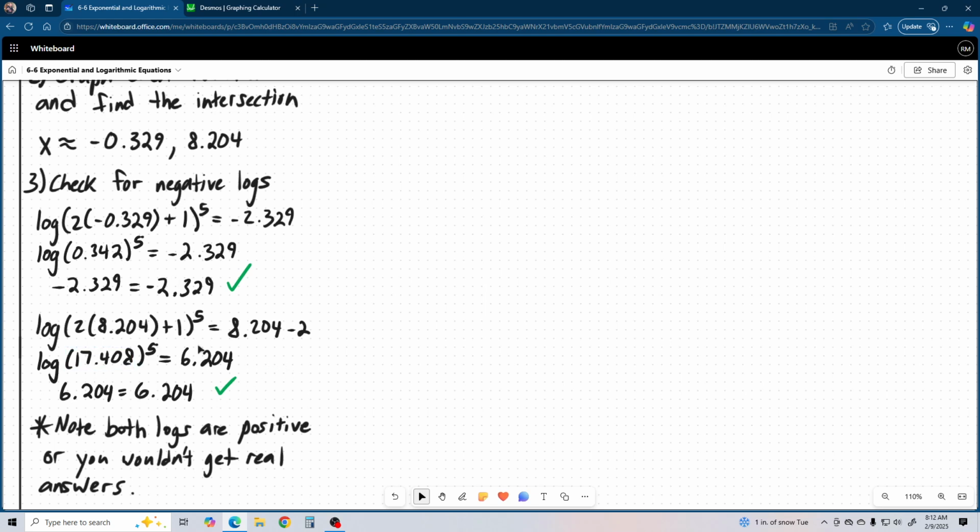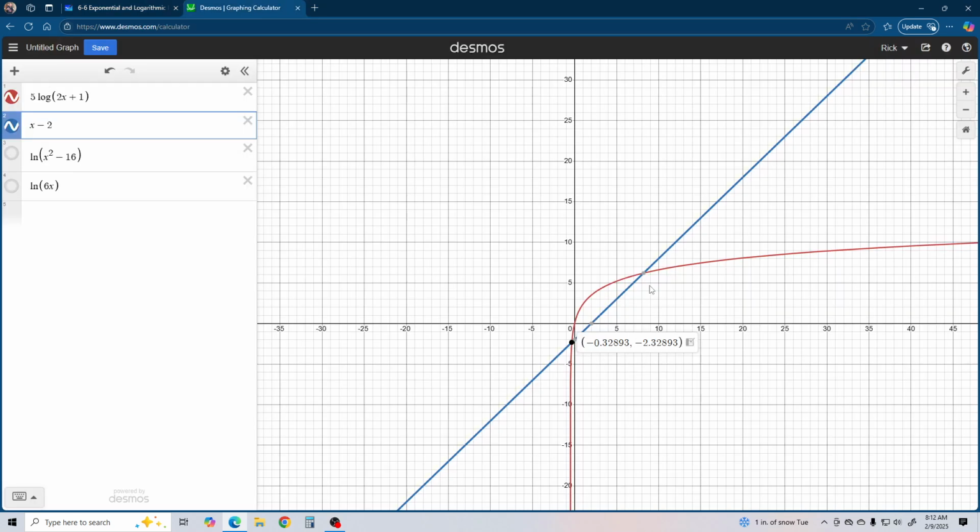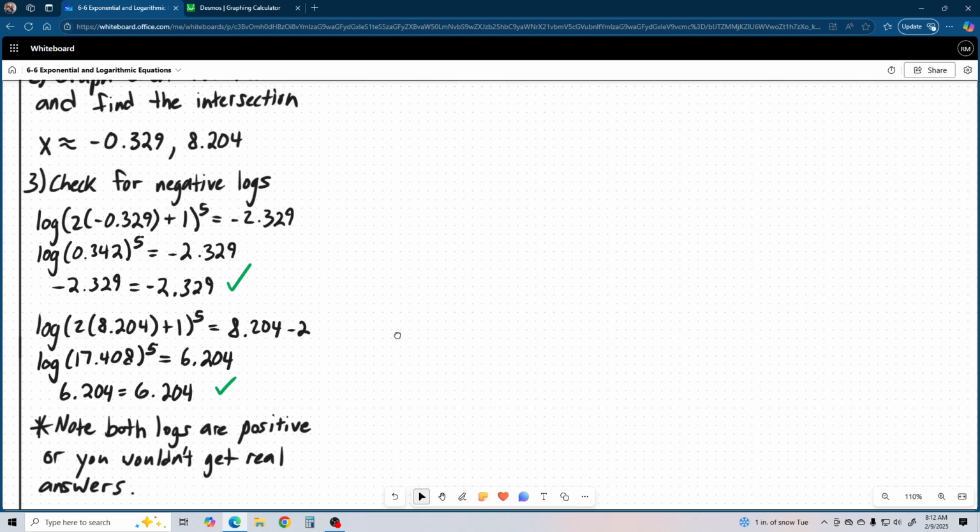And then down here, this number is very positive, right? So it's not even a decimal. It's actually like a full number. So yeah, both of these work, as evidenced by the fact that you can see them on the graph. If they're on the graph, they're real. So we're good.